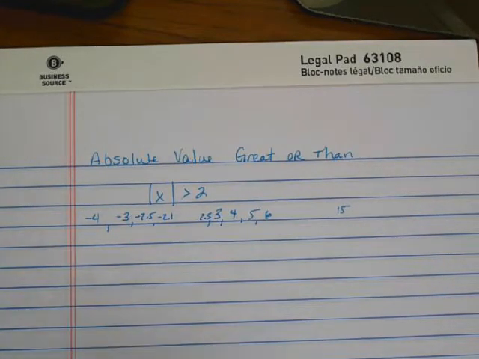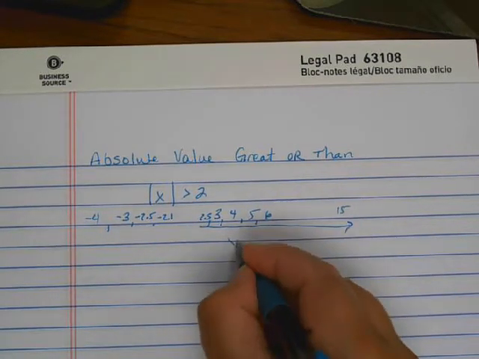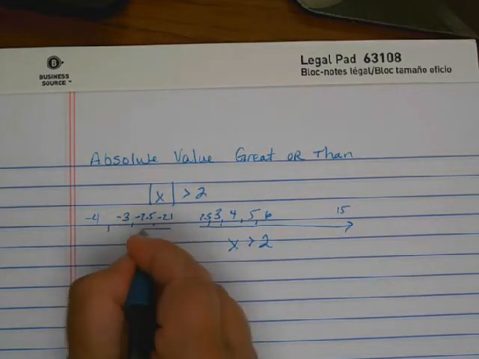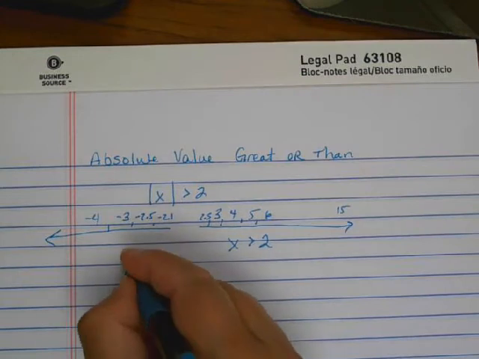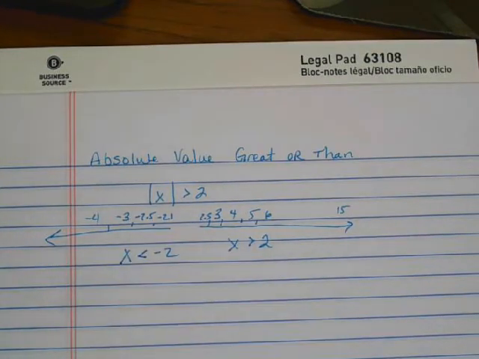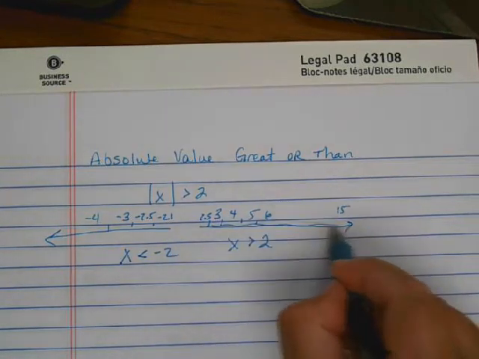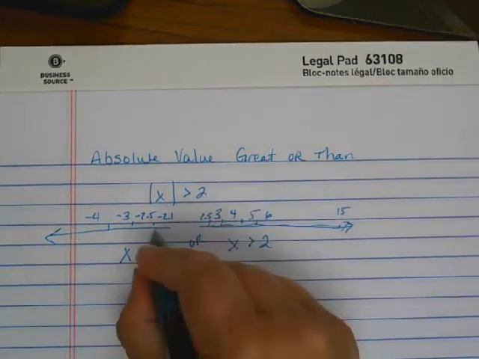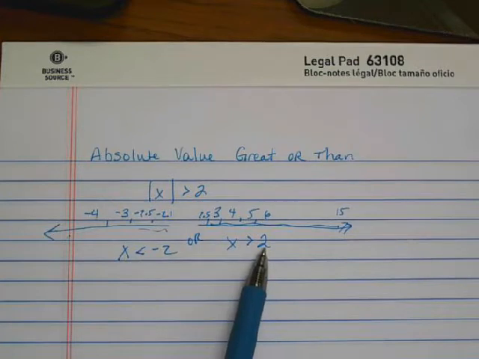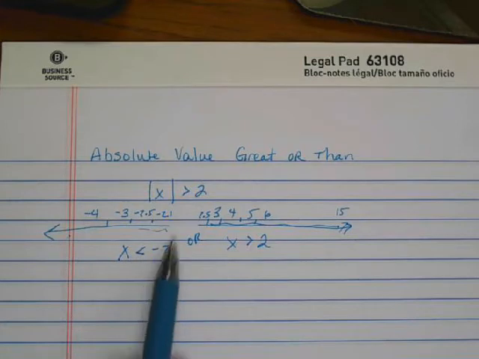So how could we categorize these numbers? Here, going this way would be all the numbers bigger than 2. But we also have to account for all the ones that are going this direction. These are all the ones that are smaller than -2. So notice this time I'm not shading in between, I'm shading this direction or this direction. So x is bigger than 2, but then the other option is whenever I have to reverse the symbol and make that number negative.